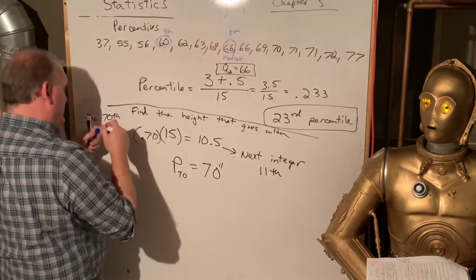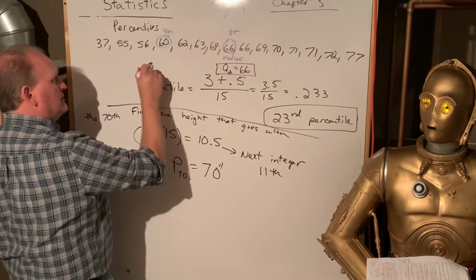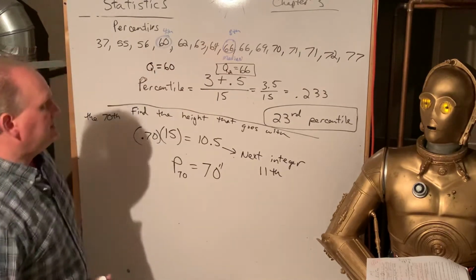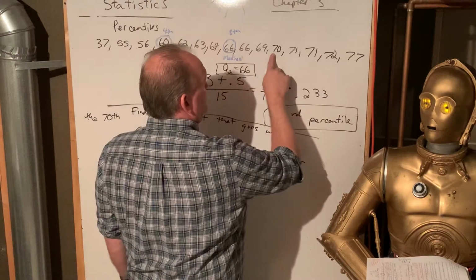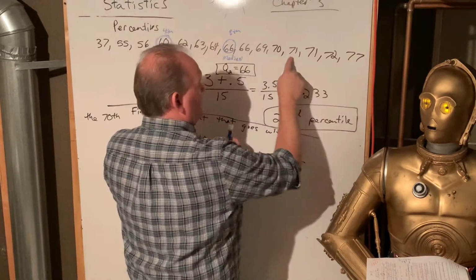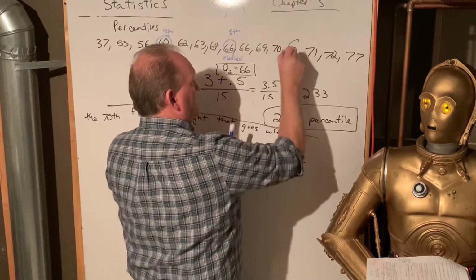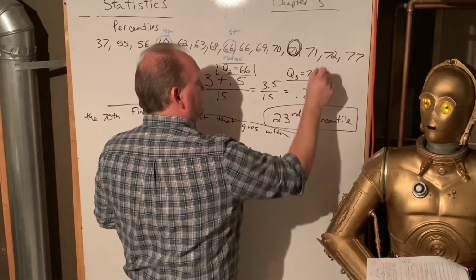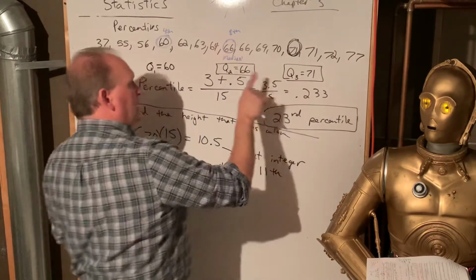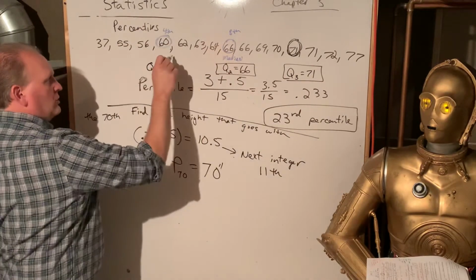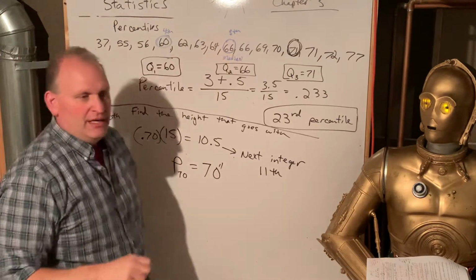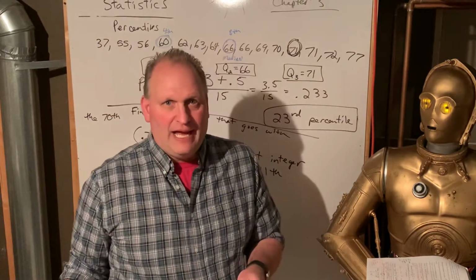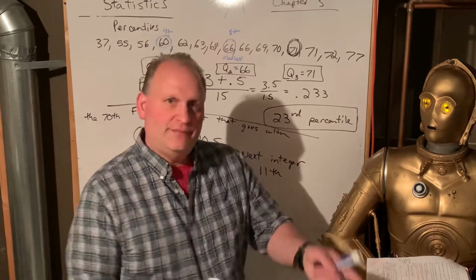So Q1, the first quartile, is 60. Q2 is 66. Q3, 1, 2, 3, 4, 5, 6, 7, so the 4th piece of data, the one right in the middle, 71. So that's called the upper quartile, the median, and the lower quartile. But all you're really doing is finding the median 3 times. You find the actual median, you separate the data into 2 halves, and you find the median of the lower half and the median of the upper half.